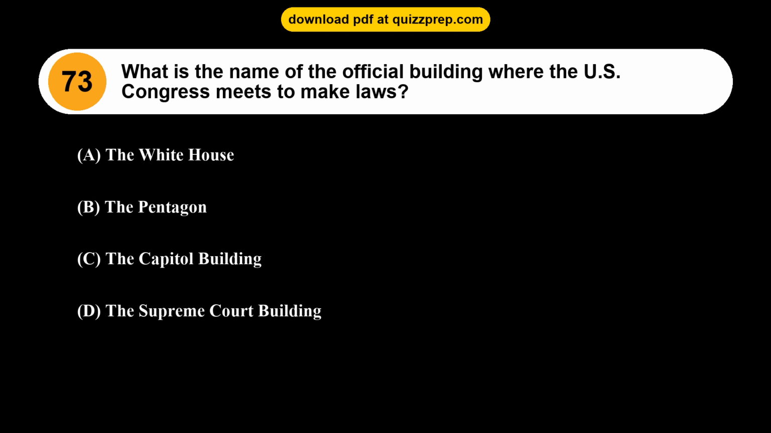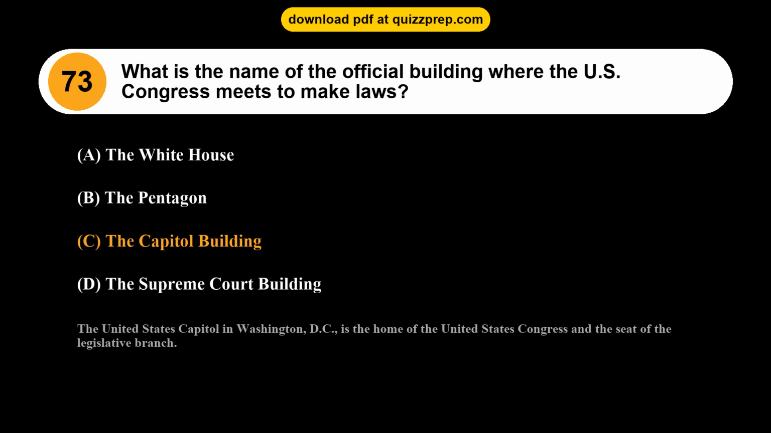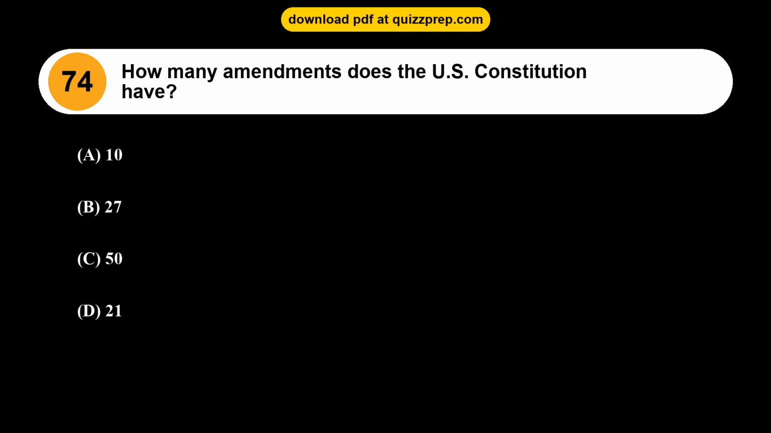Question 73. What is the name of the official building where the U.S. Congress meets to make laws? Option A, the White House. Option B, the Pentagon. Option C, the Capitol Building. Option D, the Supreme Court Building. The correct answer is option C, the Capitol Building. The United States Capitol in Washington, D.C., is the home of the United States Congress and the seat of the legislative branch.